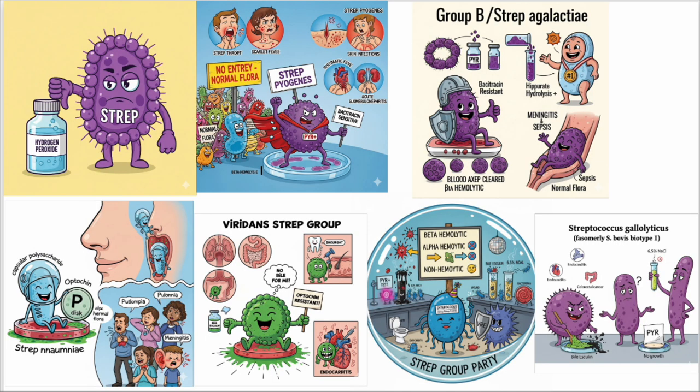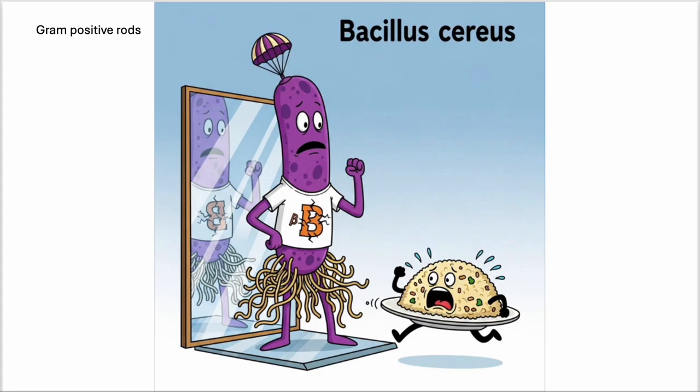Summary page. Feel free to screenshot that if it helps. Okay, we're moving on to gram-positive rods. So we're going to first be looking at our spore-forming, non-branching. So that is the Bacillus.